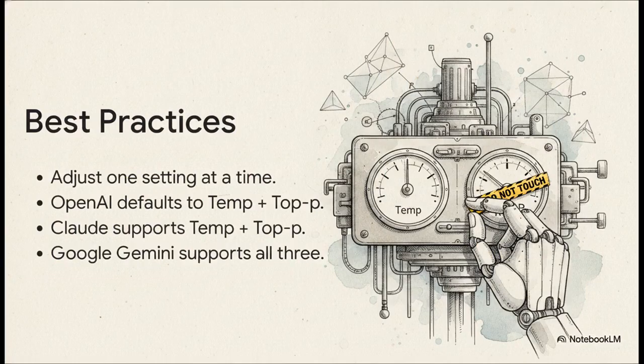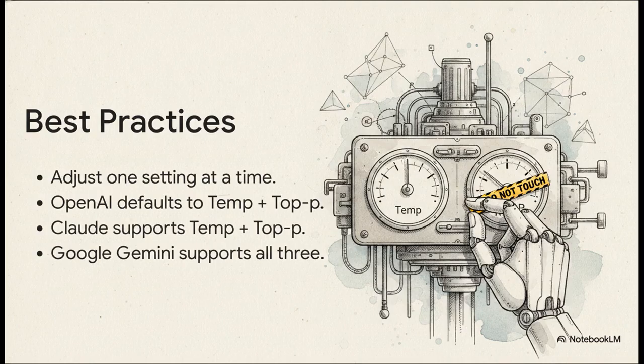Now, because these two settings interact with the exact same underlying token selection process, there is a golden rule in the AI industry. Experiment with one dial at a time, but rarely both at the same time. Adjusting both simultaneously is like trying to steer a fast-moving car with two completely different steering wheels.